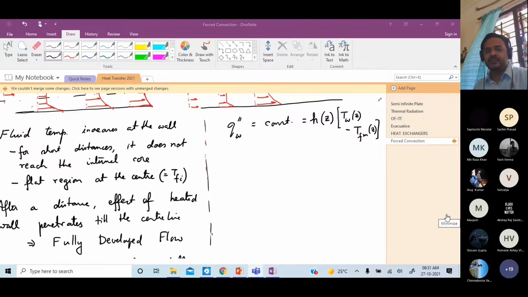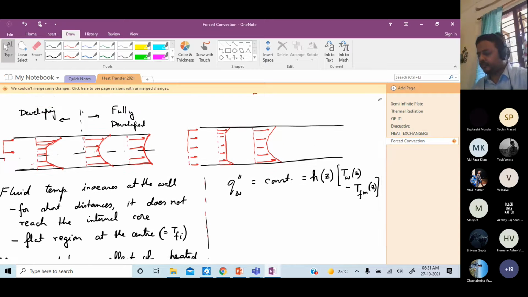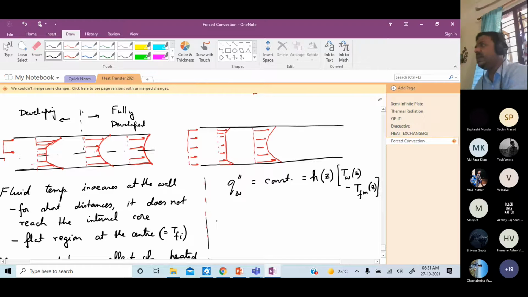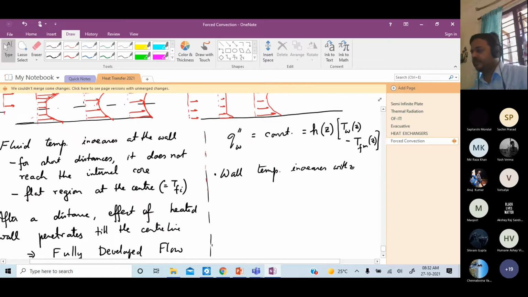Now what happens is, we will see later that the heat transfer coefficient actually is constant for fully developed flow. We're not going to derive it. So if the heat transfer coefficient is constant, then if my fluid mean temperature increases, my wall temperature also has to increase. Not only that, it will increase such that the difference between wall and fluid temperature remains constant. Okay? So wall temperature increases with z. Okay?